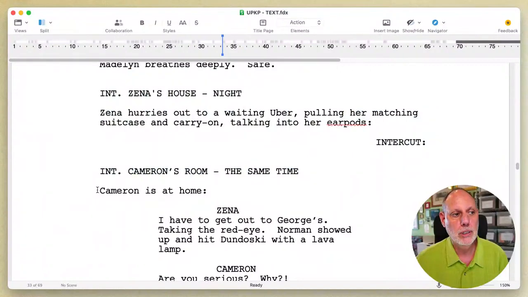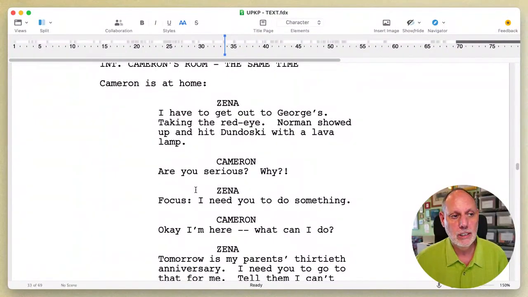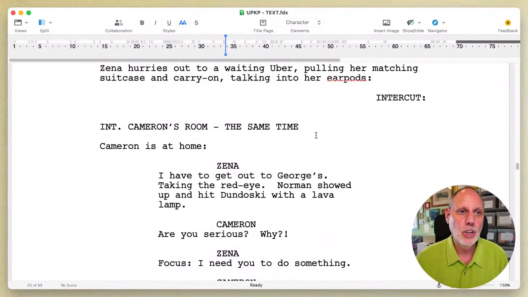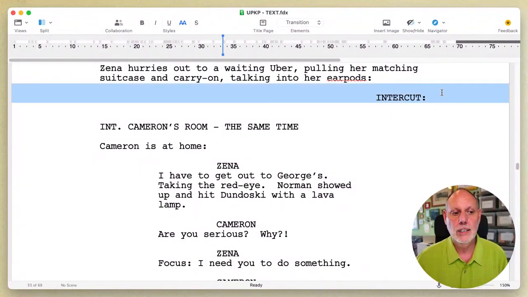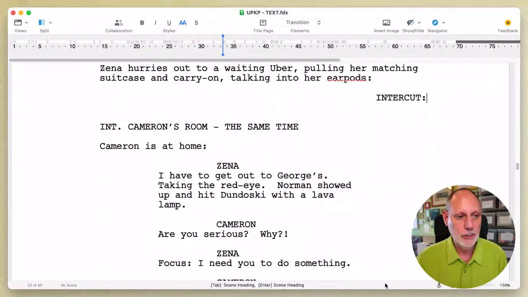Because otherwise you'd have to put Zena's house before every Zena line. Zena's house here and then Zena's house here. That's impossible to read. So that's what this thing intercut is for. Does that help you, Phil J?